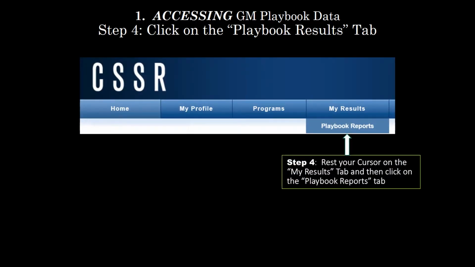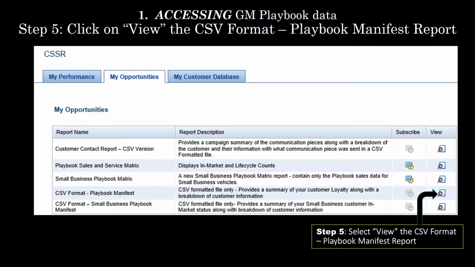You'll see this screen right here. Take your cursor, lay it over My Results. Playbook Reports will drop down. Click on the Playbook Reports option. It'll bring you to this screen.